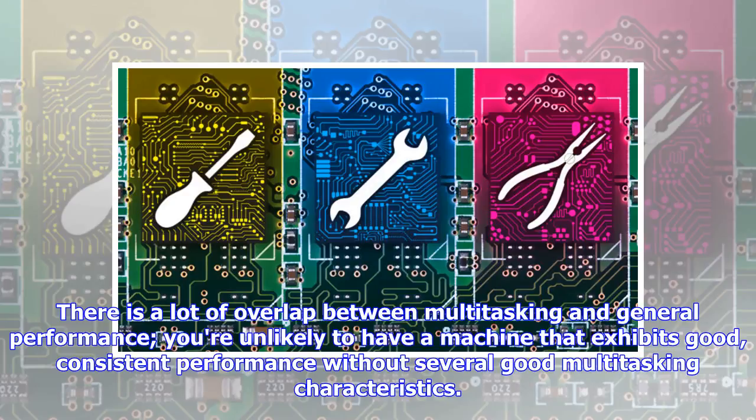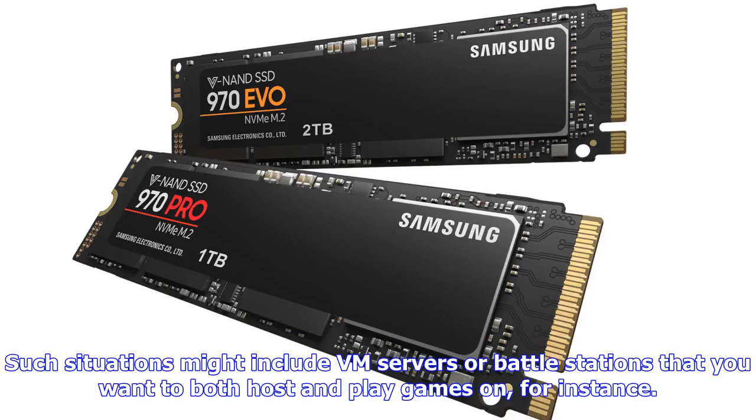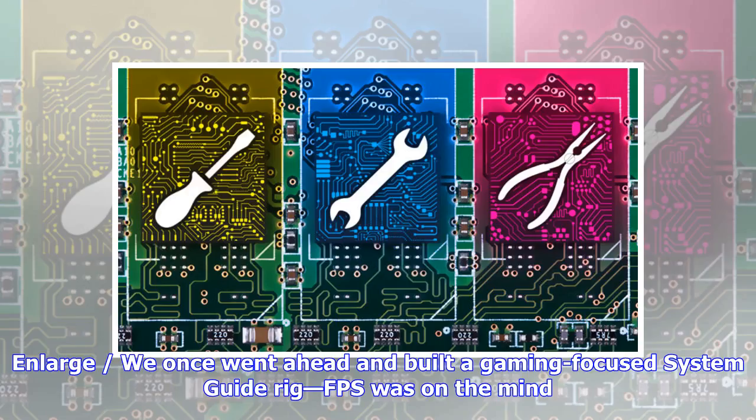There is a lot of overlap between multitasking and general performance. You're unlikely to have a machine that exhibits good, consistent performance without several good multitasking characteristics. But it's worth considering these characteristics separately, just as it's worth breaking FPS out next, because you can and may want to take multitasking out to extremes that no longer really affect general performance. Such situations might include VM servers or battle stations that you want to both host and play games on, for instance.